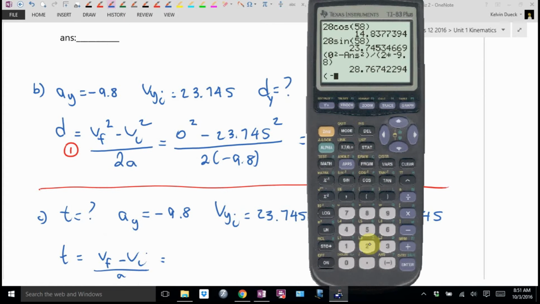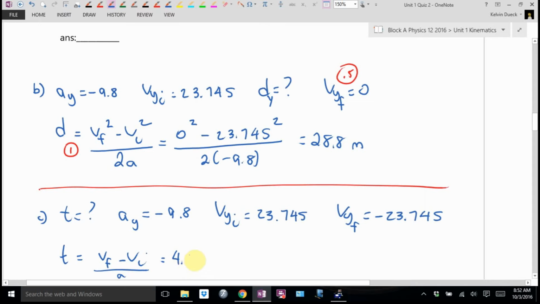It's going to be negative 23.7453 minus 23.7453. It's kind of right there, so I can carry some extra sig figs, divided by negative 9.8. You get 4.84 or 4.85 seconds, I think, because this is right on the round. It really depends how many sig figs you carried, I suspect. So I'm going to go 4.85, but I'll take 4.84.